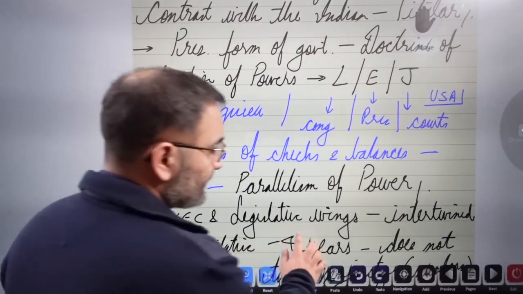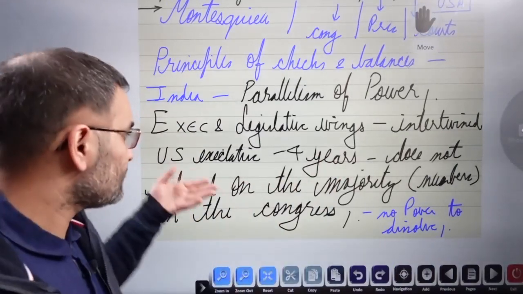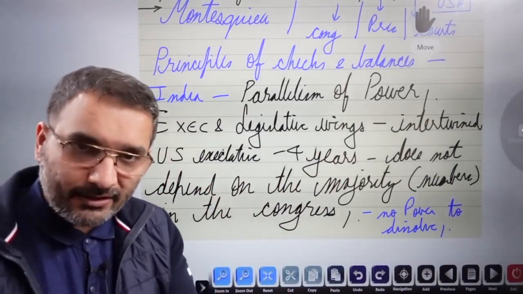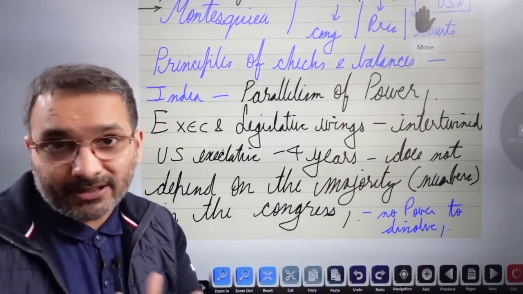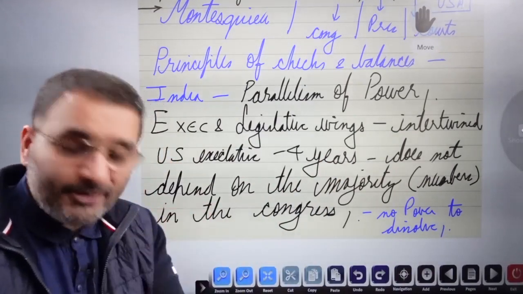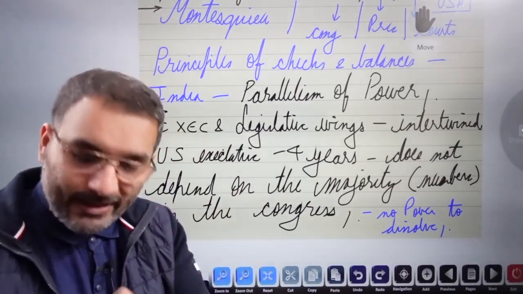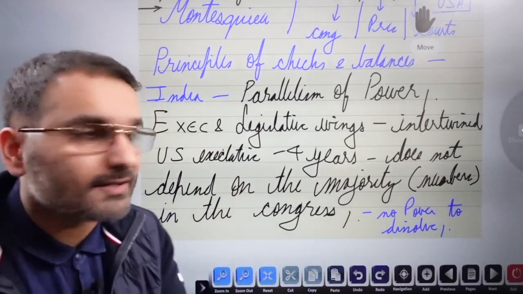Executive and legislative wings in India, as I have mentioned, are intertwined because for our ministers there is a 6-month limit, you have to become a member of either house. So you're a member of one house, then you are a minister as well. So you are a part of the legislative process permanently, and then you are a part of the executive process as well.